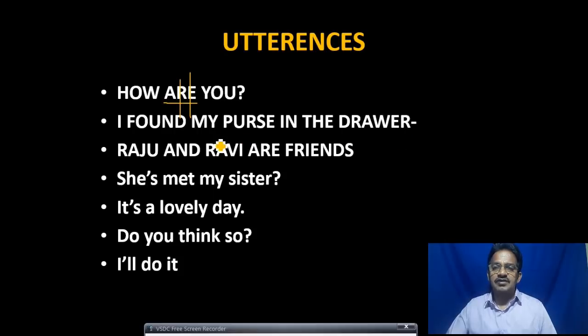Raju and Ravi are friends. Raju and Ravi are friends. Same, final unstressed E becomes silent. When there is no vowel after R, R is mute and it is not uttered. So Raju and Ravi are friends. Friends. After D, S is pronounced as Z.